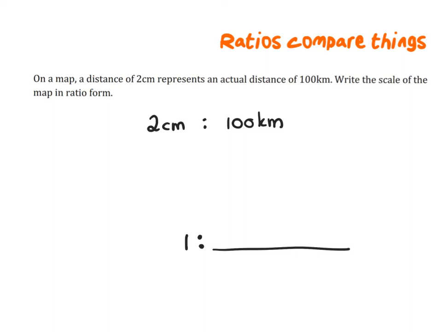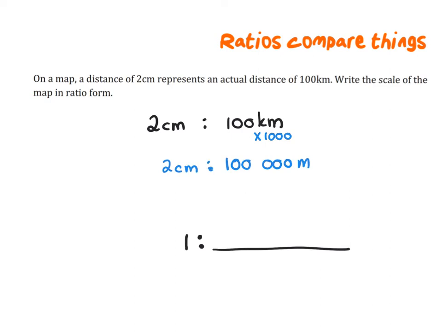So just like we've learned in the previous page, we need to make the units the same. And in this case, we have centimeters and kilometers. If you are unsure of how to go straight from kilometers to centimeters, start by changing it to meters. And in order to change it to meters, we are going to multiply by 1,000 because there are 1,000 meters in 1 kilometer. This gives me 100,000 meters, which is the same as 2 centimeters on the map.